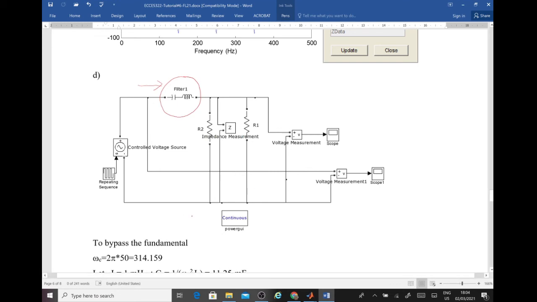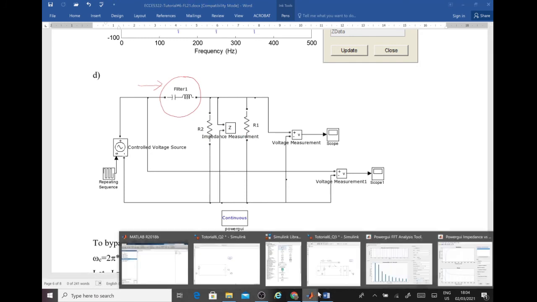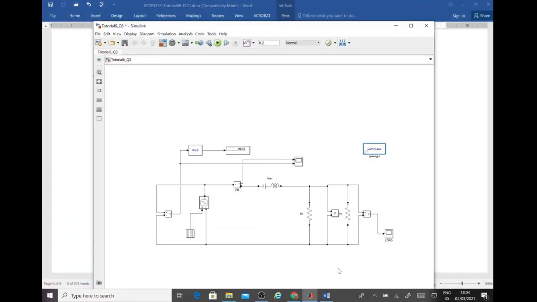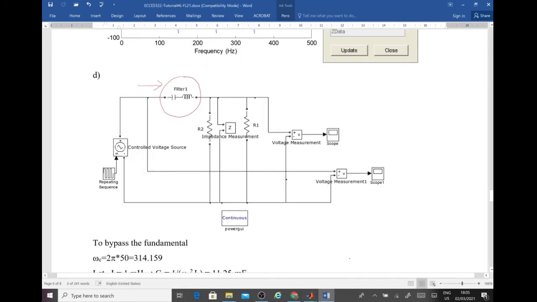Now, how to do that in simulation? Let us do it in MATLAB. Okay, so this is our filter. This one will be our filter. It means it is L and C. And of course, how can we calculate the components L and C? It's like what we did before.